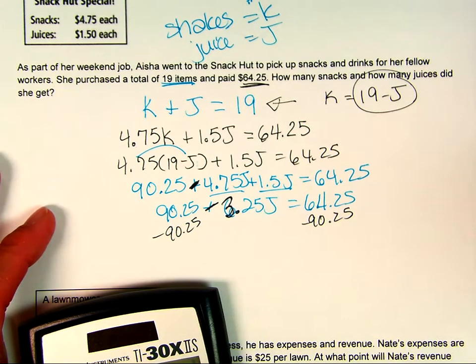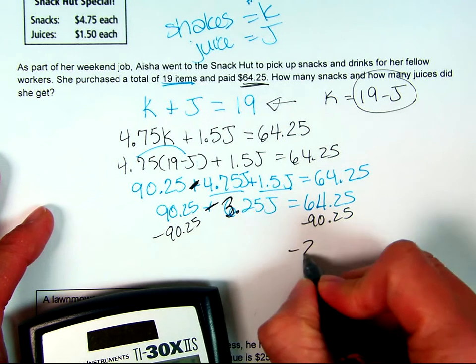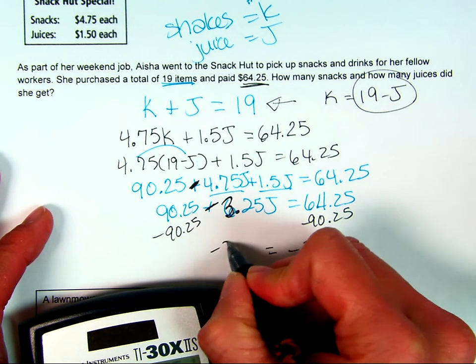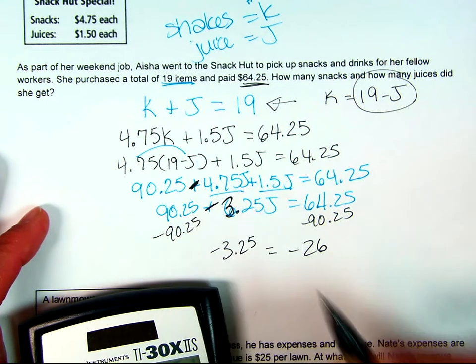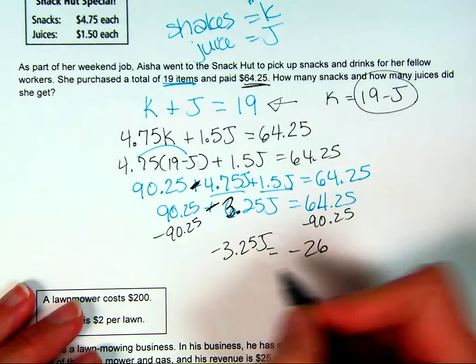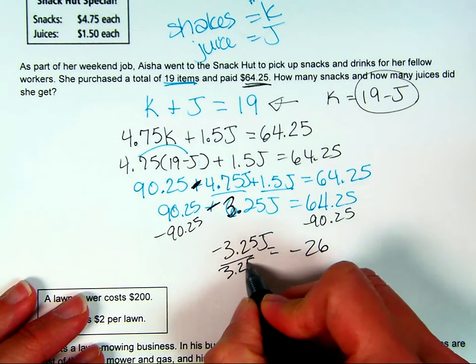One of the hardest things I've had to learn is how to find my mistakes. It is not easy to do, but it is very beneficial. So this is negative 26, and I'm going to get negative 3J equals negative 25, so now I have to divide by negative 3.